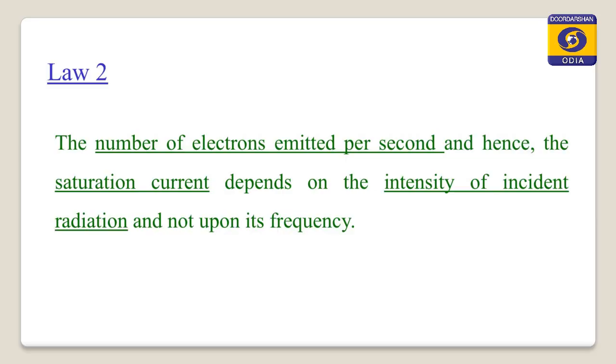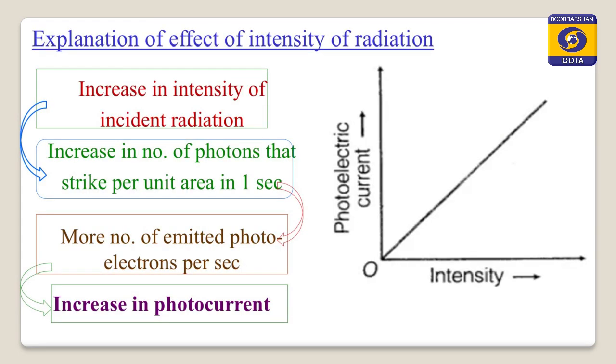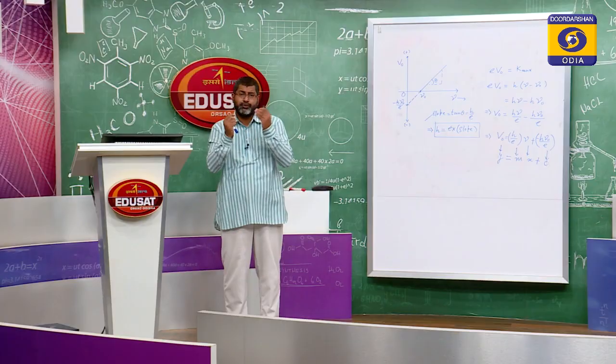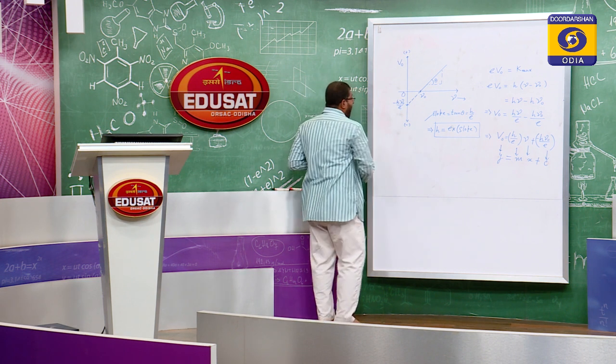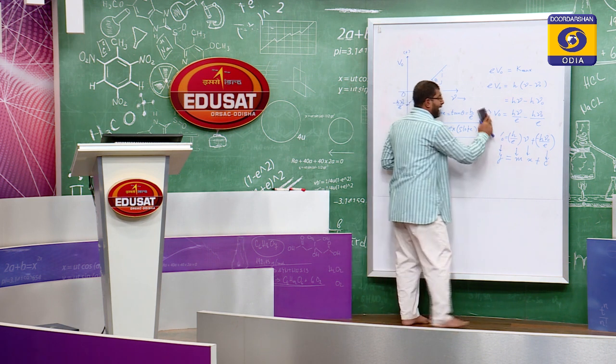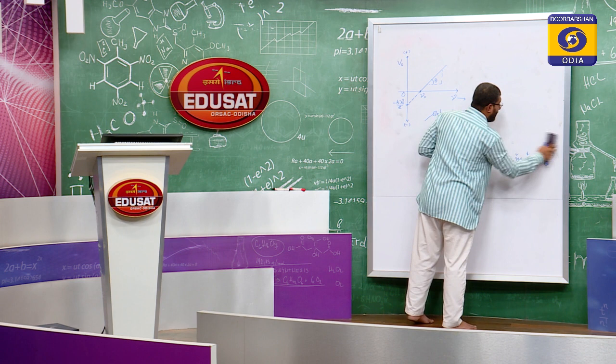Now, come to law 2. The number of electrons emitted per second, and hence the saturation current, depends on the intensity of incident radiation and not upon its frequency. What do we mean by that? If we increase the intensity of incident radiation, there will be an increase in the number of photons that strike per unit area in 1 second, and the greater the number of photons striking per unit area, the more photoelectrons will be emitted per second, and there will be an increase in photocurrent. So, if we plot a graph between intensity of incident radiation and photoelectric current, the nature of the graph will be as follows.